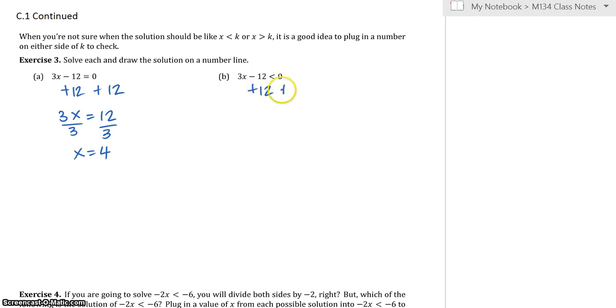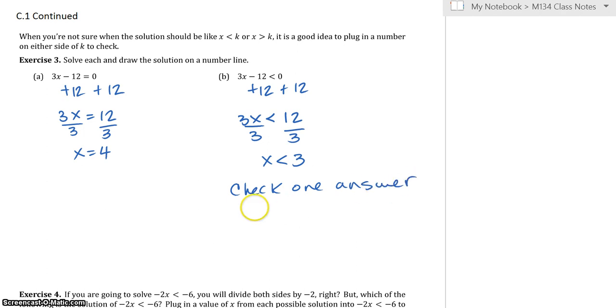So you're going to do the same thing. You're just going to keep the less than. Divide by 3. You're dividing by a positive. And when you're not sure if the solution should be this way or that, if we should switch it or not, it's a good idea to plug in a number just to check. So we think the answer is less than 3. So something like 2.